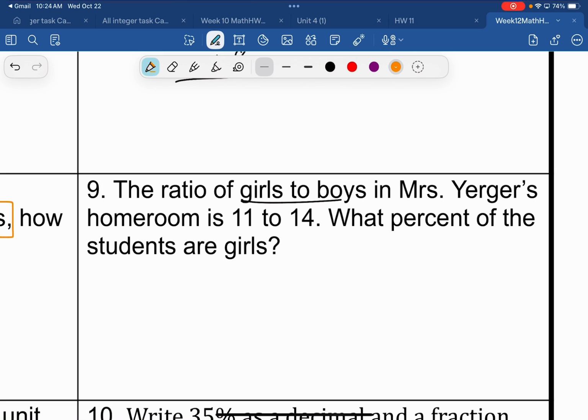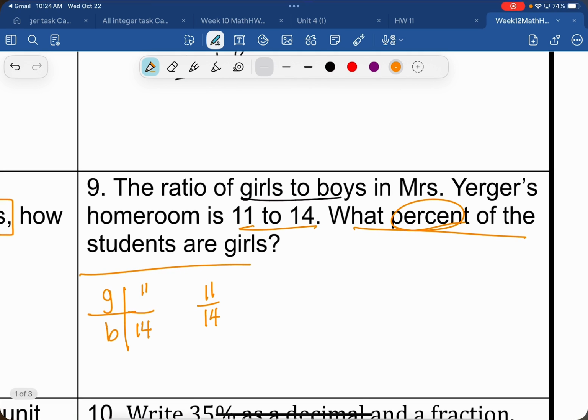9. The ratio of girls to boys in Mrs. Yerger's class homeroom is 11 to 14. What percent of the students are girls? So this is a two-step problem. So first it says girls to boys is 11 to 14. Okay? So that means 11 to 14. Well, how do I get a percent out of a fraction? What do I do? Top and bottom out. Top and bottom out. And then I have to what? Move the decimal over how many times? 2 times. Which way? Left. 2 times to the right.